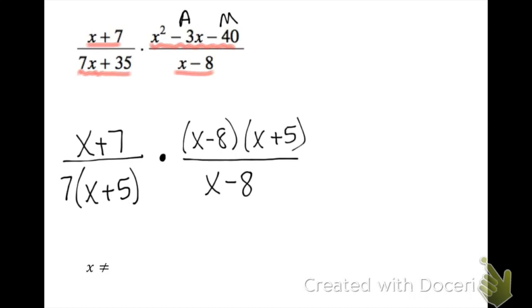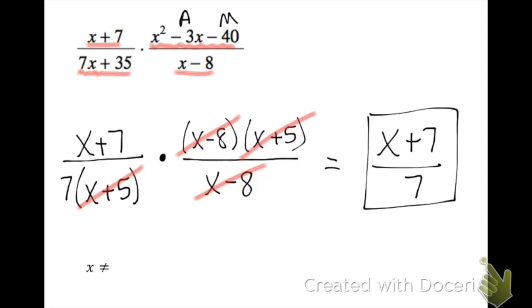And now I can simplify anything on the top with anything on the bottom. So I have x minus 8 and x minus 8 that I can cancel out. I have an x plus 5 and an x plus 5. I cannot cross out these 7s. Do you see how one 7 is x plus 7 and the other 7 is just being multiplied out front? So I have to leave the 7s. So there's my final answer.